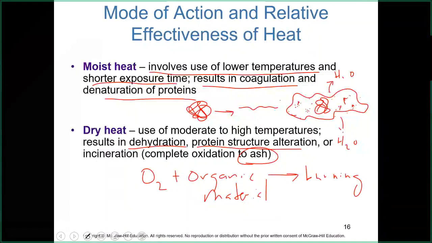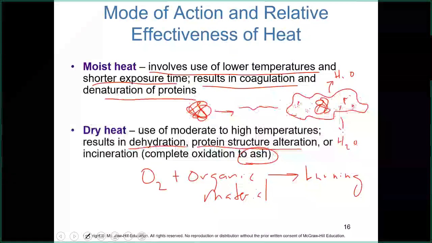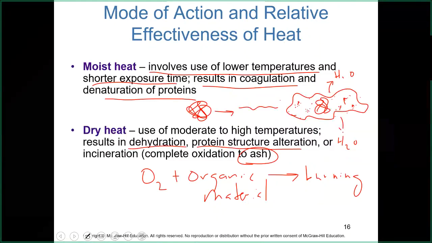Now, the problem with that, though, is, let's say you've got something that is valuable to you, some instrument that you're using in a lab, and you want to remove microbes from it, but you want to keep that instrument so you can reuse it. Well, if the heat is so high that you're turning things to ash, and you have a relatively delicate instrument, you're probably going to ruin it. So this is often not a good way to go.